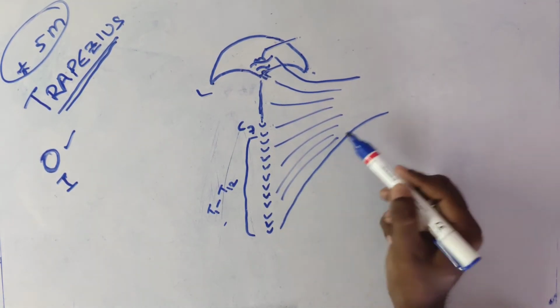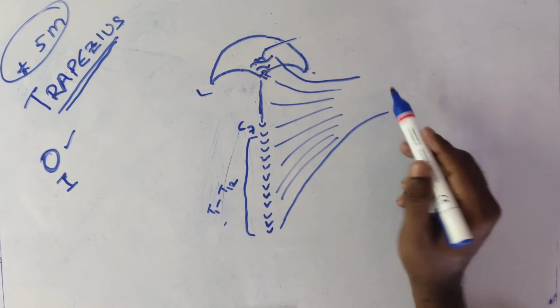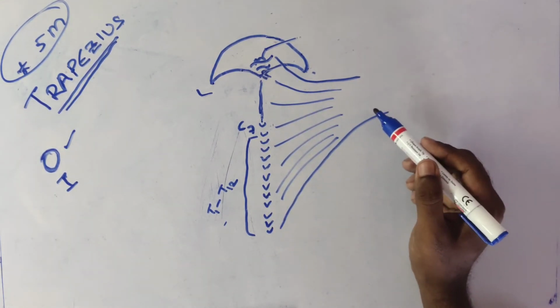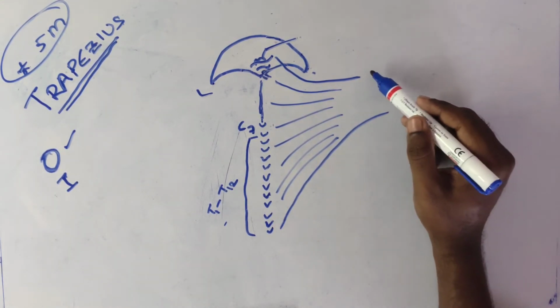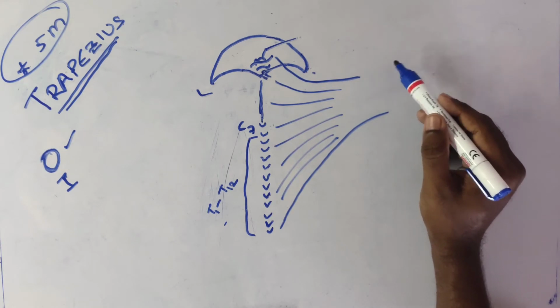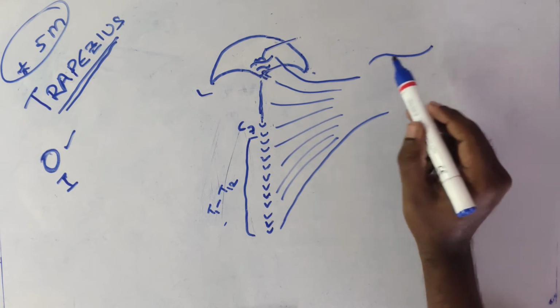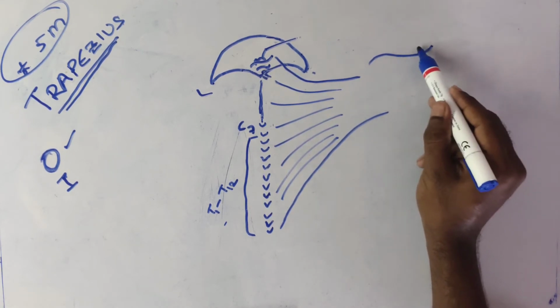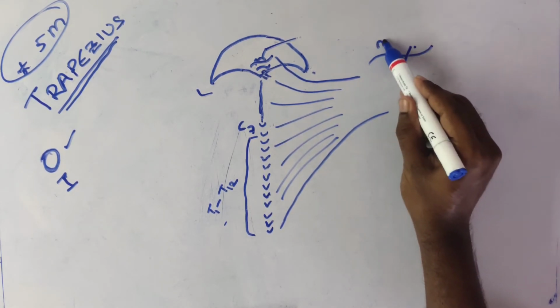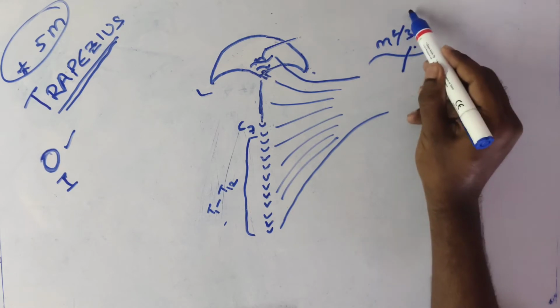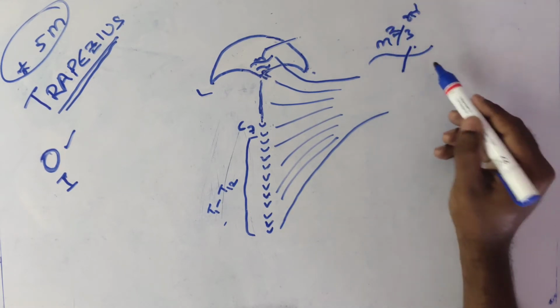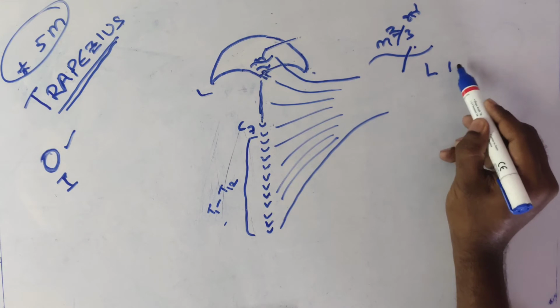The muscle presents like this. Origin means starting point and insertion means ending point, and the muscle inserts at the lateral 1/3 of the clavicle. Think that it is the clavicle bone. It is a medial 2/3, and this part is lateral 1/3.